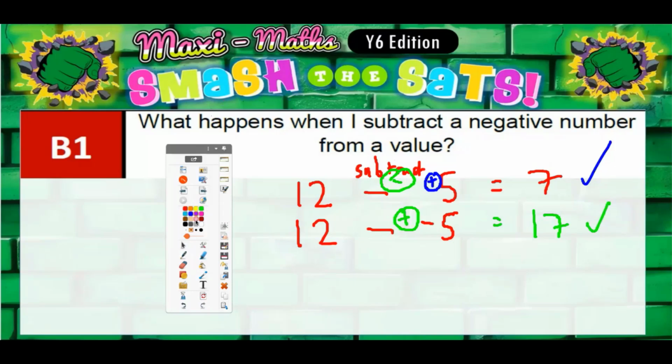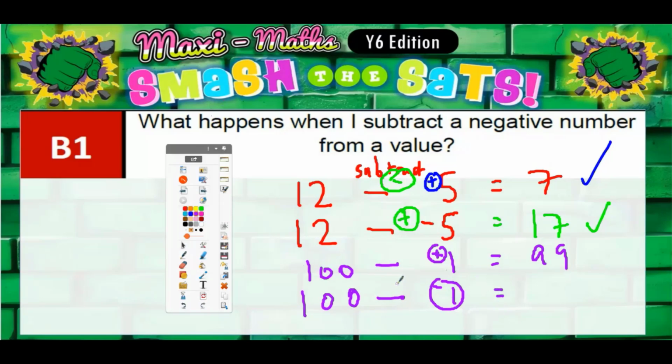And the same would work with different numbers. If we just choose random numbers, like 100 subtract 1, well, if you're subtracting 1, you're subtracting positive 1. So 100 subtract 1 would give you 99, but 100 subtract negative 1, well, it can't still be the same as 99. It's got to be different. Subtracting 1 has to be a different answer than subtracting negative 1. And that's because it is different. And the two minuses would join together to make a plus. So 100 plus 1 would be 101.